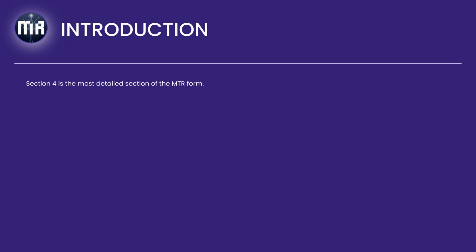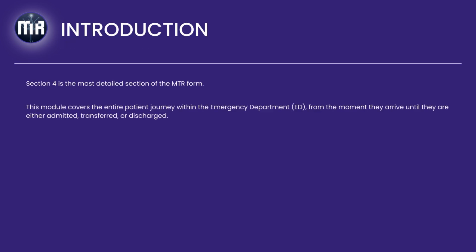Section 4 is the most detailed section of the MTR form. This module covers the entire patient journey within the emergency department, ED, from the moment they arrive until they are either admitted, transferred, or discharged. This initial phase of in-hospital care, often termed the golden hour, is critical to patient outcomes. The data you enter here provides a detailed, time-stamped record of our hospital's immediate response to a trauma patient.